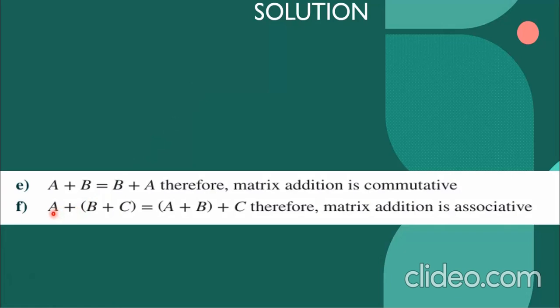Then F. We had to find the relationship between this and this. Then what did we realize? We realized that the summation of this is equal to the summation of this. Therefore, matrix addition is associative. So matrix addition defines associativity.